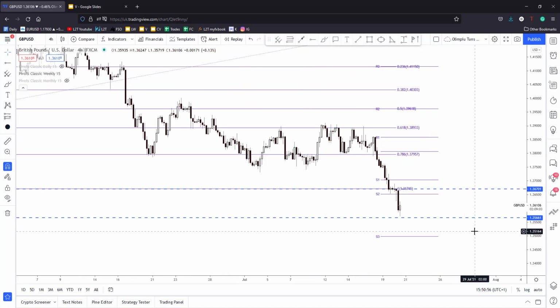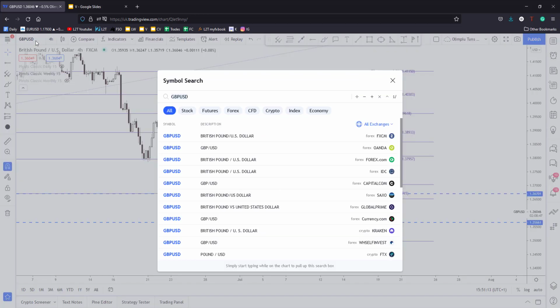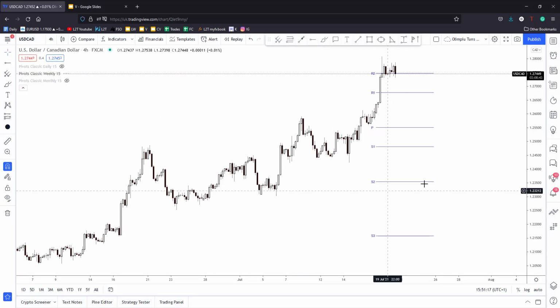at 1.3566. Yeah, and right now we don't have something really good here, only because the bias is bearish. Yeah, and it is too late to sell it from here, guys. Yeah, US dollar versus the Canadian dollar, let's take a look.